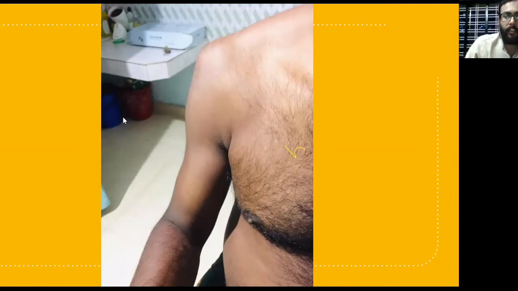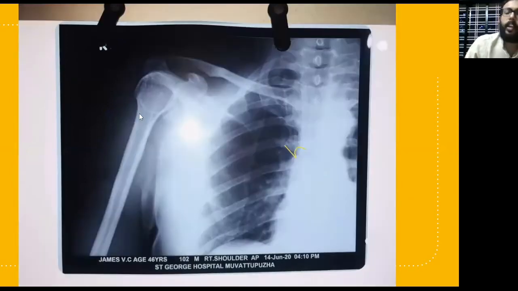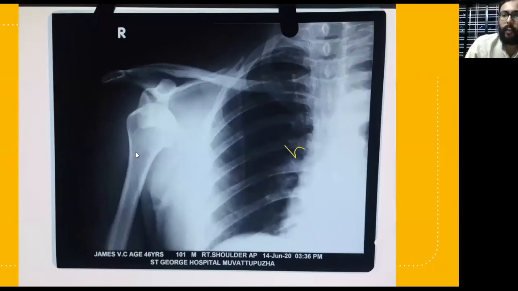This is the X-ray of the patient. You can see the head of the humerus is displaced from the glenoid cavity. Hope it's clear. Only shoulder AP view gives the diagnosis of anterior shoulder dislocation. Coming to dislocation, the most common joint to dislocate is the shoulder, and the most common dislocation in the shoulder is anterior dislocation.